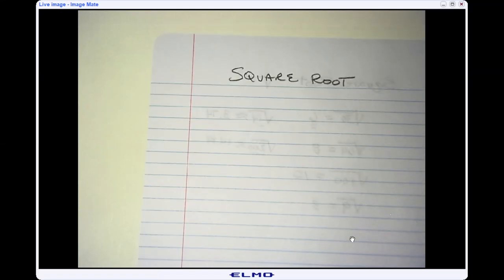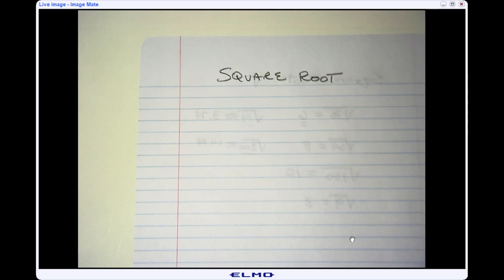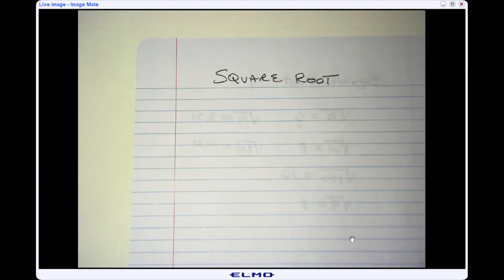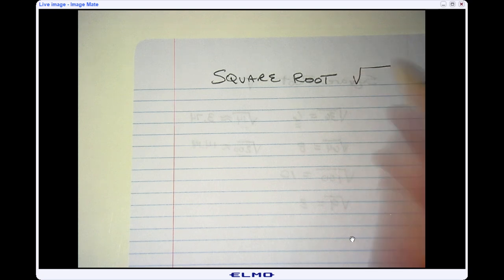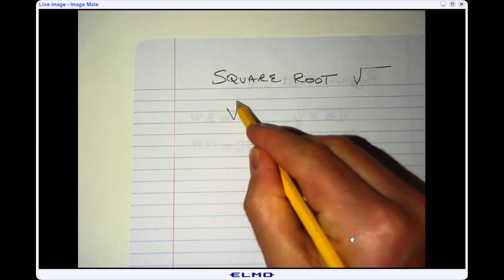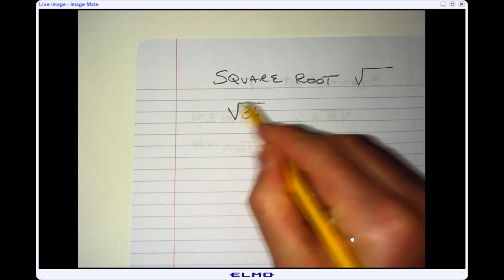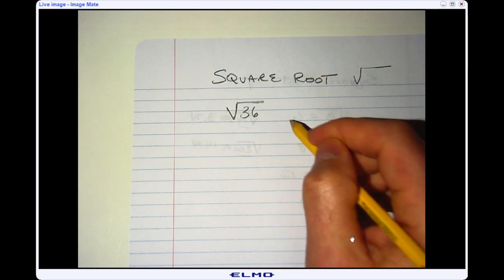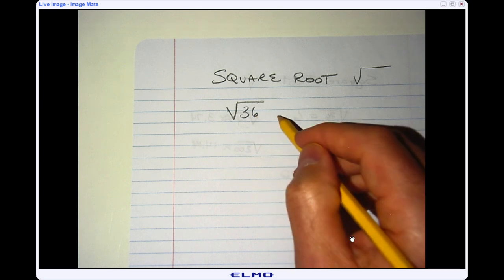This video is to show you how to do the Pythagorean theorem. But before we talk about that, I first want to talk about square roots. The square root symbol looks like this. If I did the square root of 36, what the square root means is you're looking for some number times itself that gives you the number on the inside. It has to be the same number times itself.